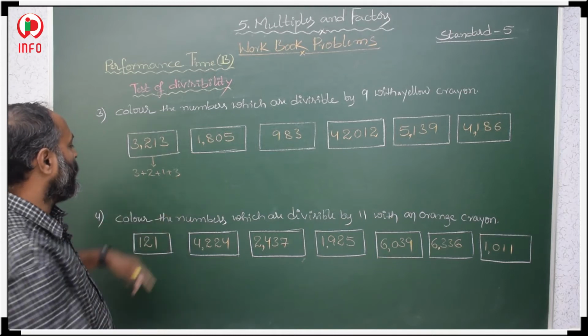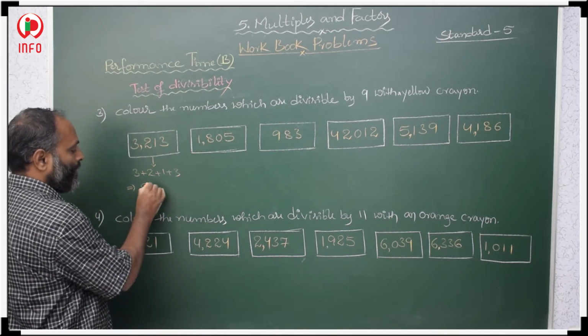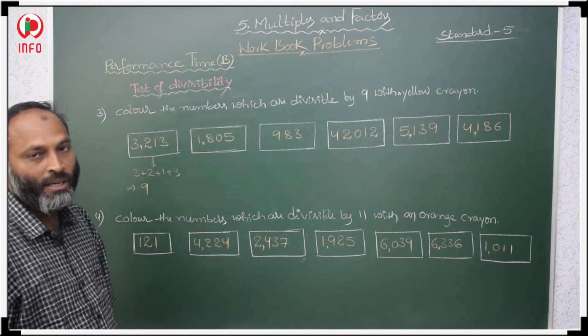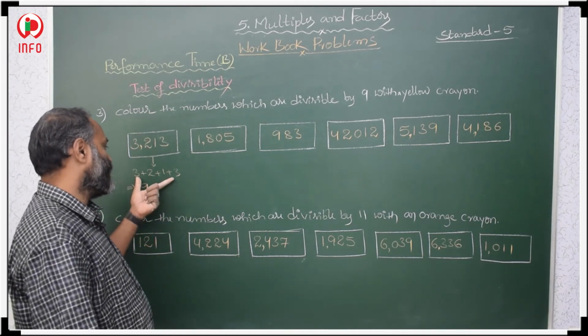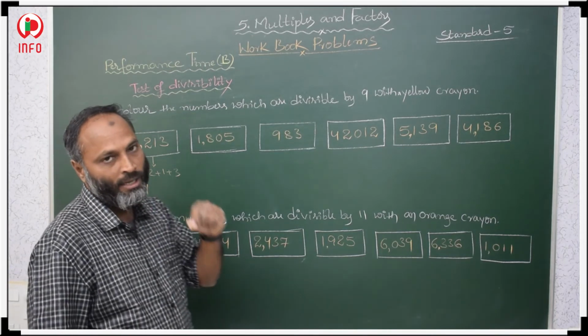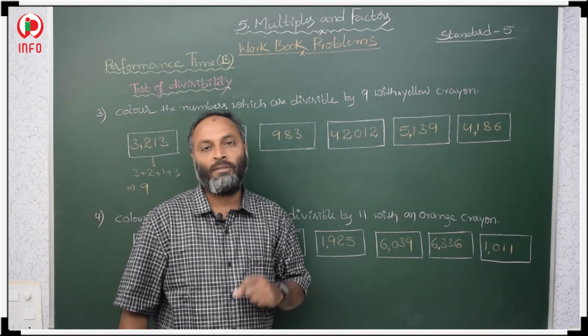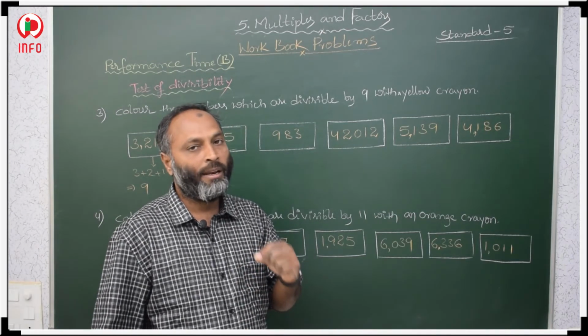6 plus 3 is 9. This 9 is divisible by 3, so this number is also divisible by 3. If the sum of the digits is divisible by 9, then the number is also divisible by 9. This is the short method to check whether the given number is divisible by 9 or not.